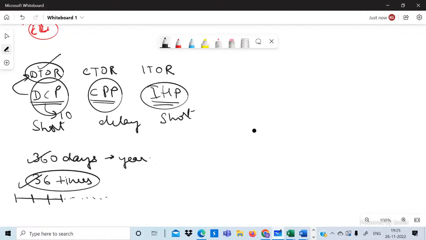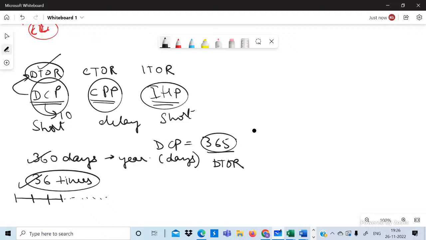So how do you link your debtors collection period to your debtors turnover ratio? I've taken 360 days, but if it is 365 days, then debtors collection period will be 365 days divided by debtors turnover ratio. That's how you calculate your debtors collection period in terms of days. Take the number of days in a year. If the question is silent, take it as 365.